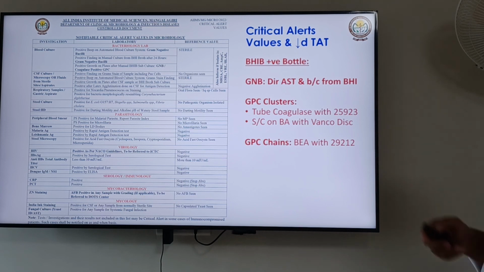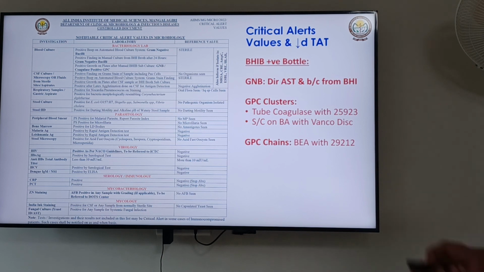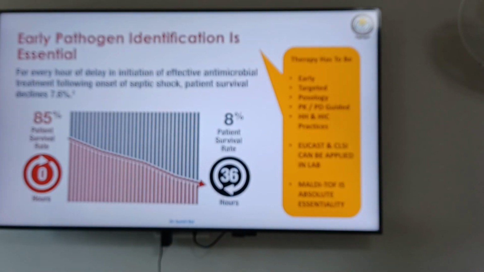If you see gram positive cocci in chains in your positive blood culture bottle, you can always put up a Bile Esculin agar with 29212 as a control strain and inform the clinician by SMS, WhatsApp or call them. So always go for a direct AST. Like I said, the mortality increases by 8% if you don't process the sample properly. So the therapy has to be early, and the therapy has to be targeted. You have to define the proper posology of the particular antibiotic for that particular patient, because you have to tell them if it's a beta-lactam drug, how is it to be given? If it is an aminoglycoside drug, how is it to be given?